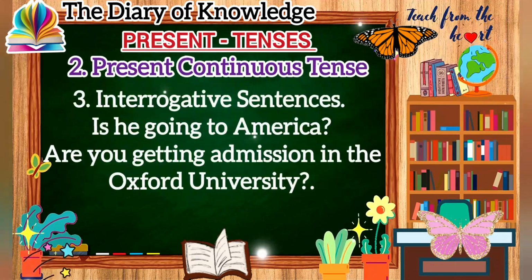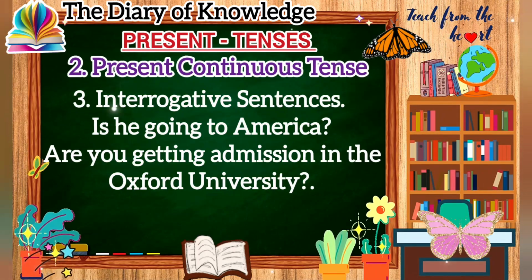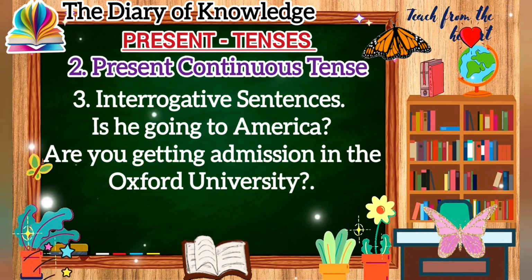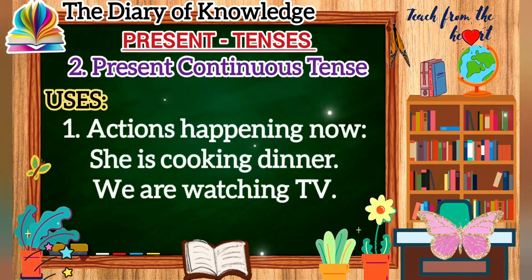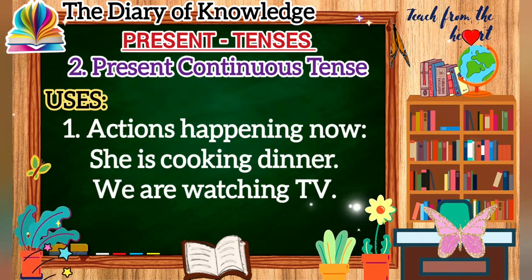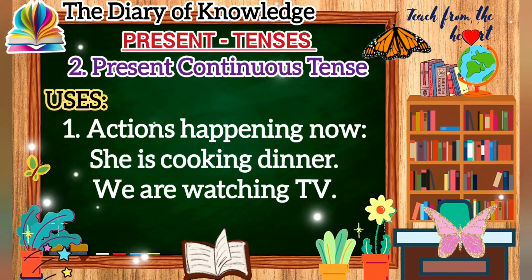She is giving me a beautiful rose. Third, interrogative sentences. Is he going to America? Are you getting admission in the Oxford University? Uses: 1. Actions happening now. She is cooking dinner. We are watching TV.